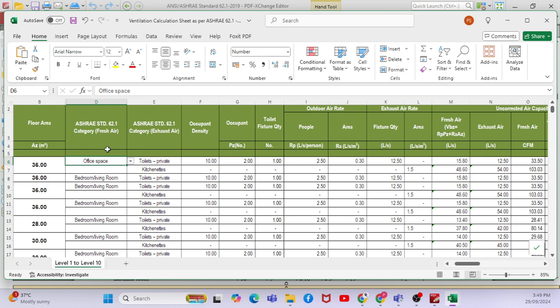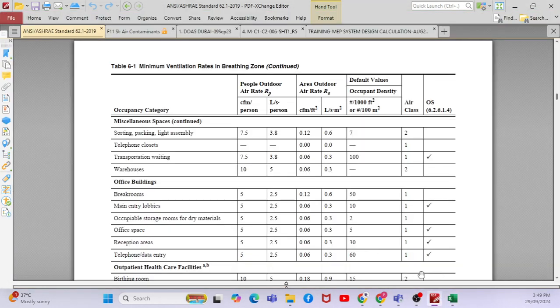This is for the fresh air category, this is for the exhaust air category, and this is the occupant density. How are we going to calculate occupant density? There are two methods. One is based on the furniture method, another is based on the ASHRAE method. With the ASHRAE method, for office space you can occupy 5 people per 100 square meter, right? If it is a reception area, you can occupy 30 people per 100 square meter. That is the way to calculate the number of people.